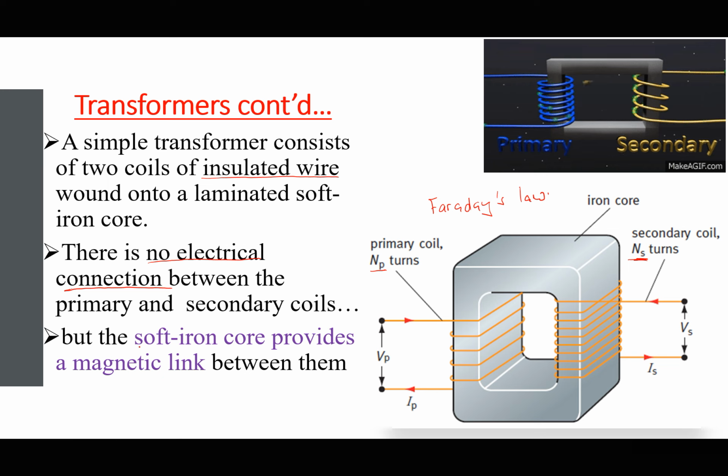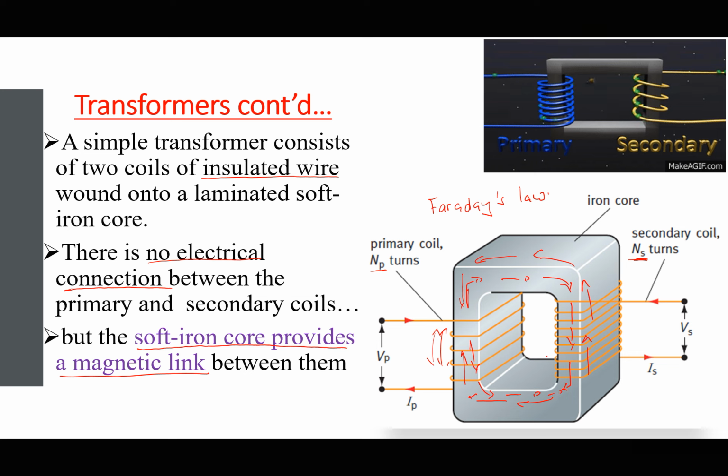But I mentioned here that the soft iron core provides a magnetic link, not an electrical link. It is a magnetic link. So like I said in the previous slide, the magnetic field spreads through this soft iron core easily. But I want you to also note that the magnetic field is everywhere, even outside, around the wire, even outside the core. But remember, this magnetic field keeps changing direction after every half cycle. That means it is a changing magnetic field.